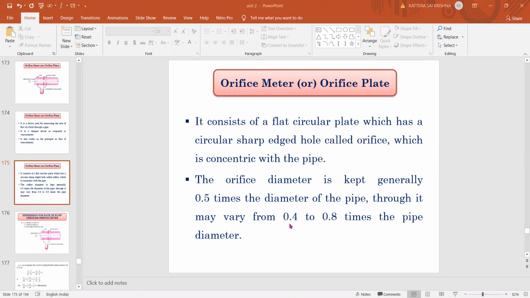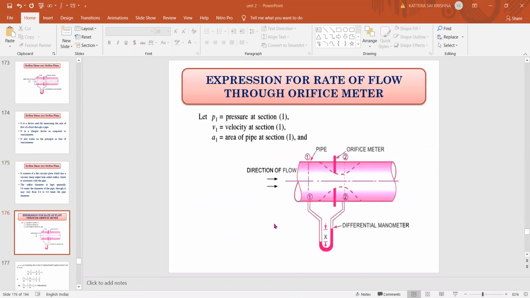Right. So next we will go for our expression for the rate of flow through the orifice meter. So this is our diagram. If you want, you can copy this. What we are doing is considering two sections. One is before the orifice position, and one is after the orifice position, just next to the orifice. Section 1 is before the orifice, where the water is first flowing, and after the orifice we'll take the second section.